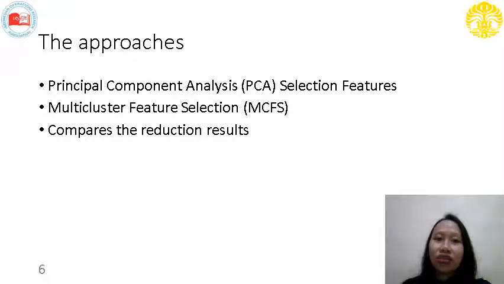The approaches in our work use, first, principal component analysis, we call it PCA, as feature selection. Second, multi-cluster feature selection, we call it MCFS. And third, comparing the reduction results using the two approaches to decide which one to use in the next machine learning phase.